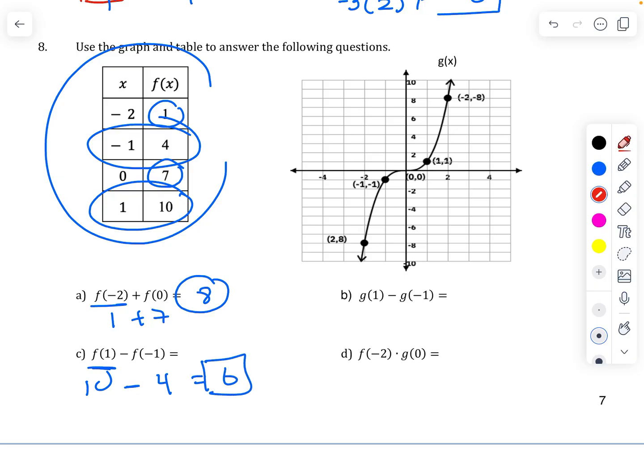This one, I'm looking at g, which is the graph. When x is 1, there's my point. What's the matching y? It's also 1. Negative 1, the matching y also happens to be negative 1, so this is 2.